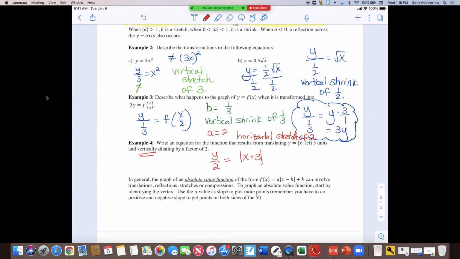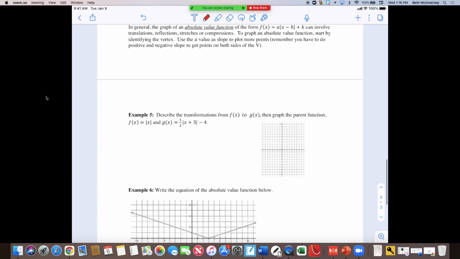All right, in general, the graph of an absolute value function of the form f of x equals a times the absolute value of x minus h plus k can involve translations, reflections, stretches, or compressions. To graph an absolute value function, start by identifying the vertex. You can use a as the slope, and you have to pay attention to whether it's positive or negative. So let's look at example 5.